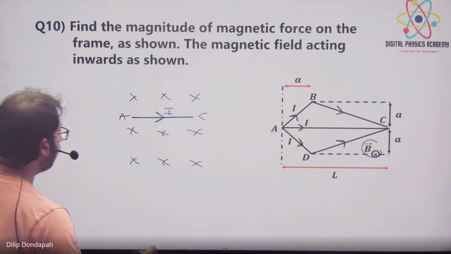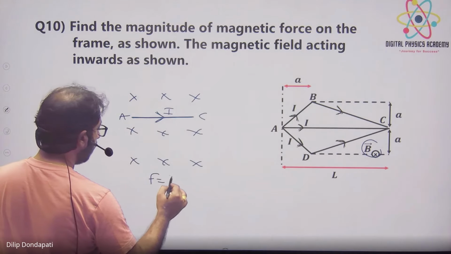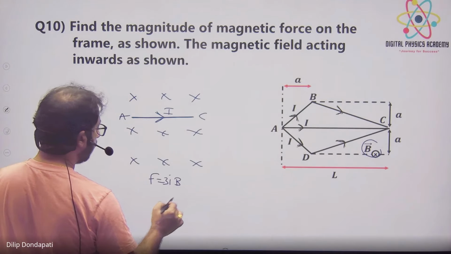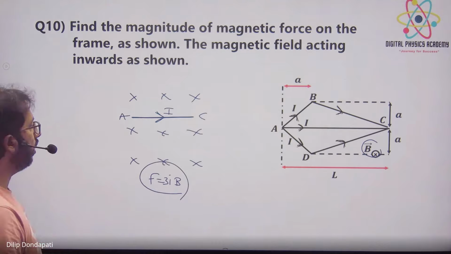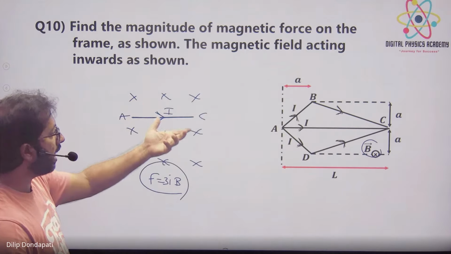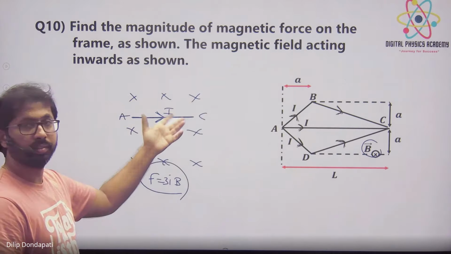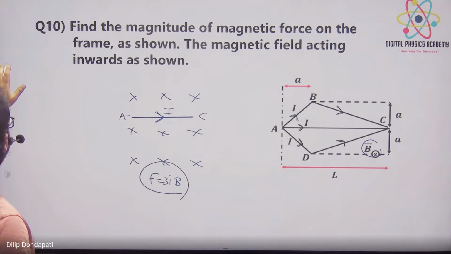3 I B L. Yes, I B L, so 3 I B L. Okay, because you know I B L sin angle, the angle is 90. Okay, next.